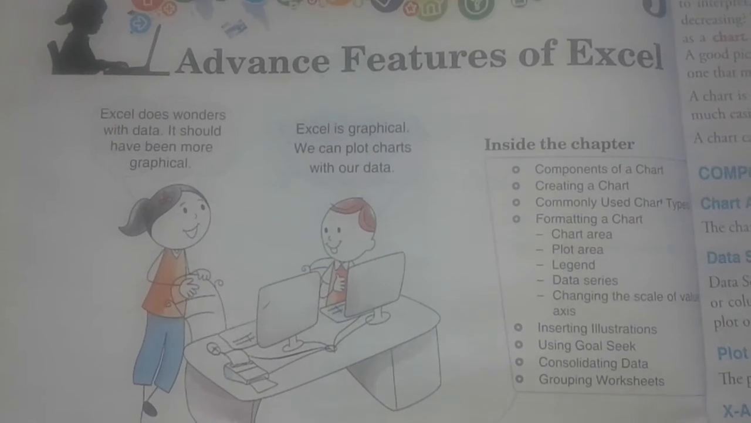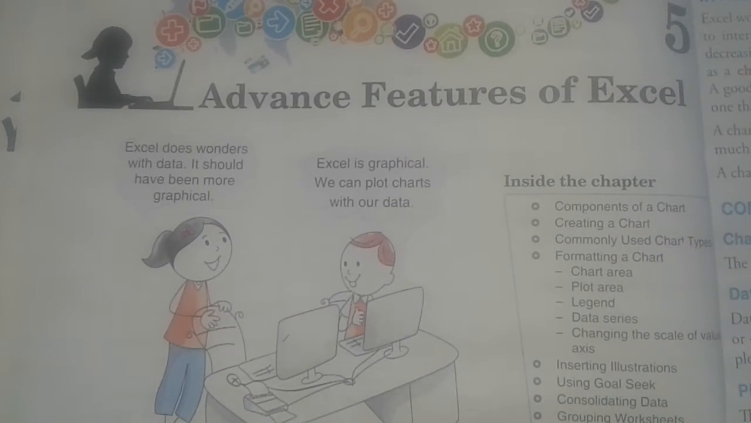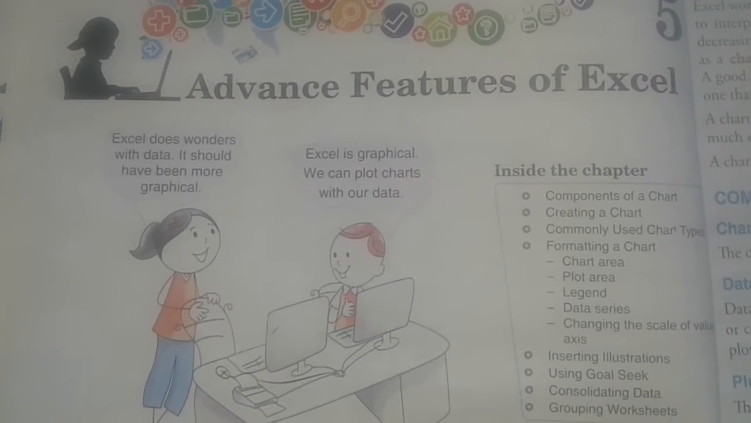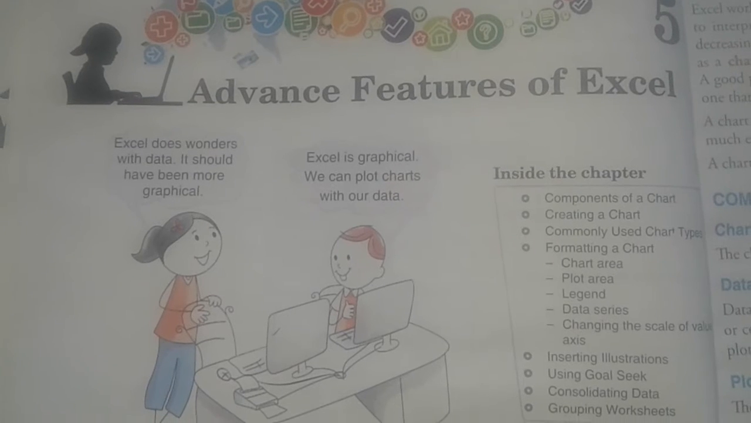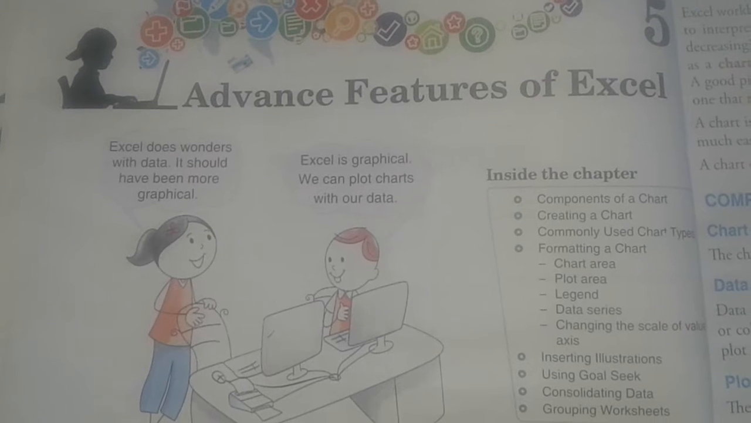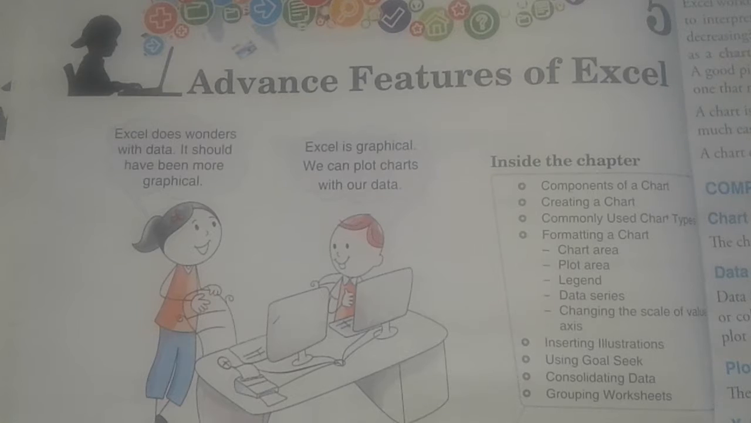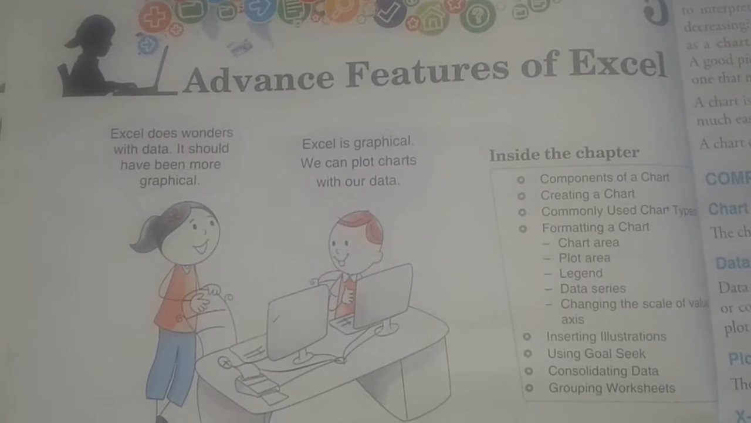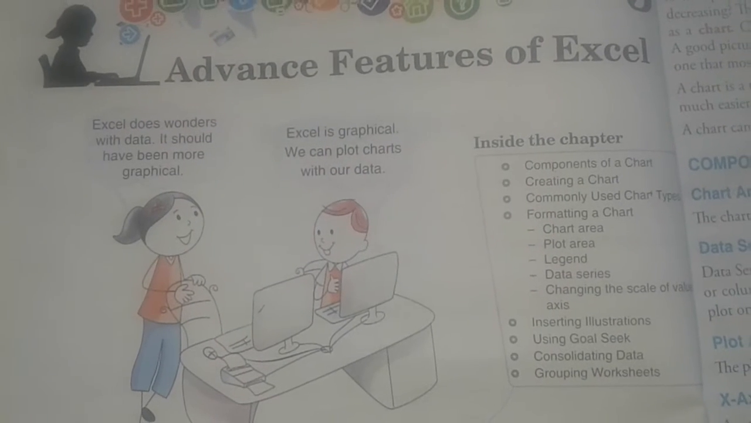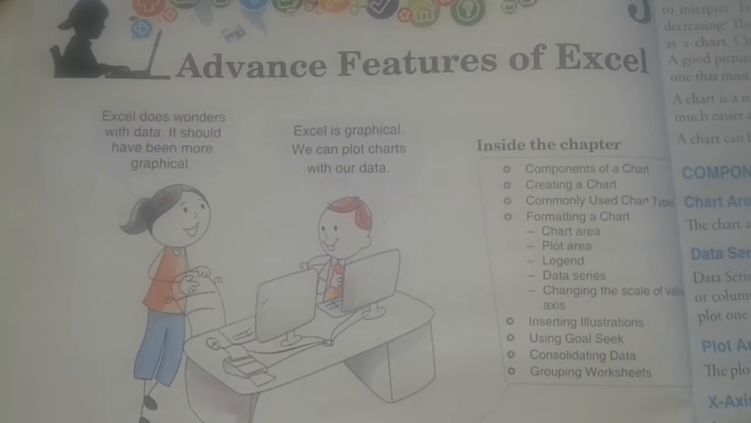Class 7 students, today we are going to start the fifth chapter. We have done the fourth chapter of computer. This chapter is chapter number 5, Advanced Features of Excel. That means we have already learned some things in Excel, and this chapter is related to advanced features of Excel. We are going to learn some advanced features of Excel in this chapter.